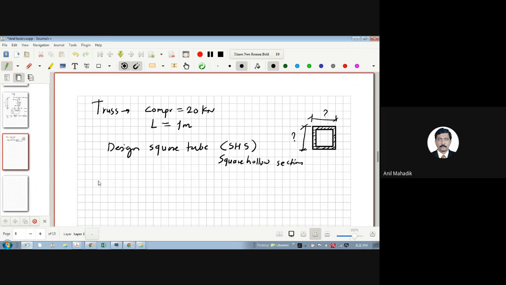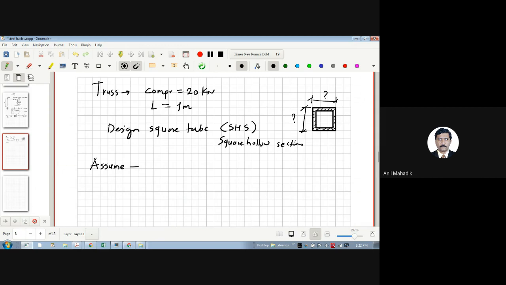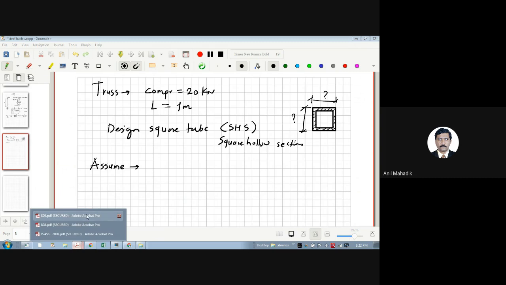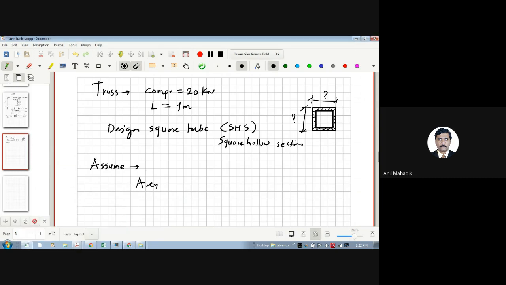Either you can assume once as a square value, assume some value. Whenever you assume, generally you can start with anything. Let's start with some section. No problem. Previously, whenever we assumed any section, what we did was: area required is tension divided by 0.6 Fy, isn't it? ये लिया था ना हमने?